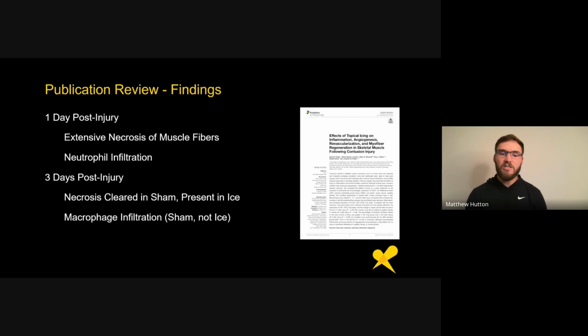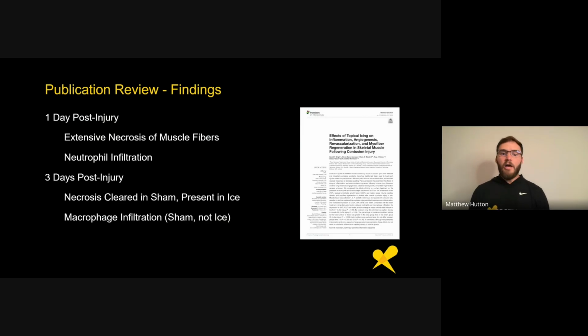3 days post-injury, they took another group of rats, and they were comparing. This is where you start to see some of the differences between ice and no ice. And the necrosis was cleared in the sham group, but it was present in the ice group. So the sham group cleared out the necrotic tissue faster than the ice group. So you would think, okay, well, that's probably pretty helpful. If you can clear out the dead tissue, then you can make way for the new tissue.